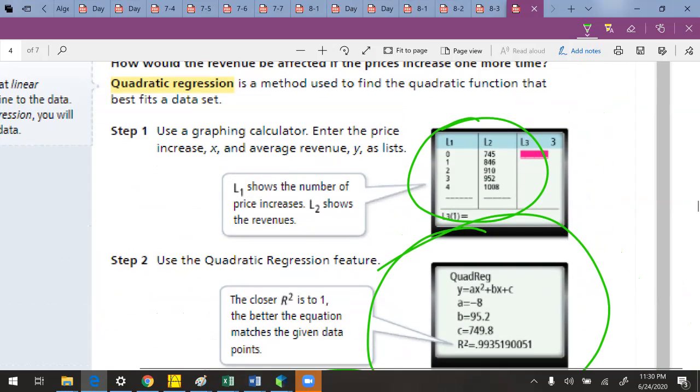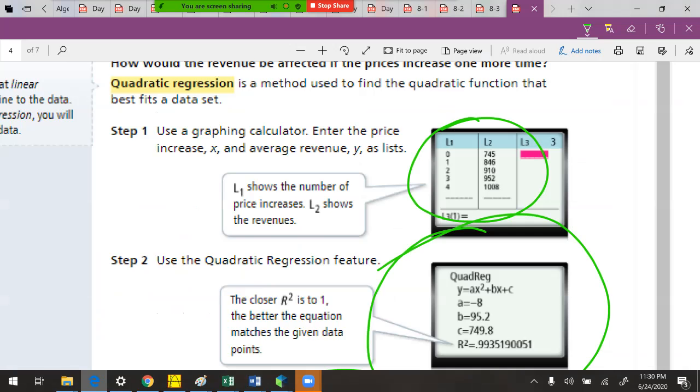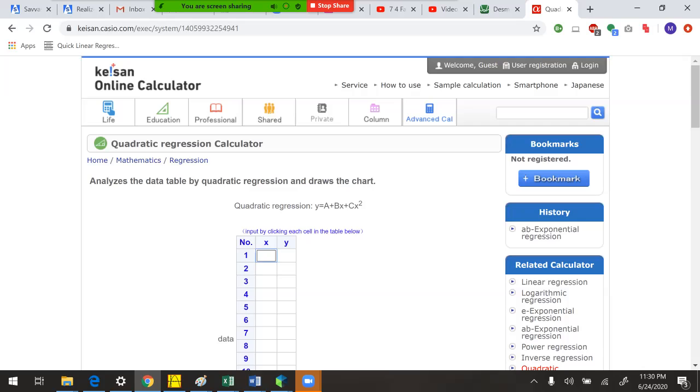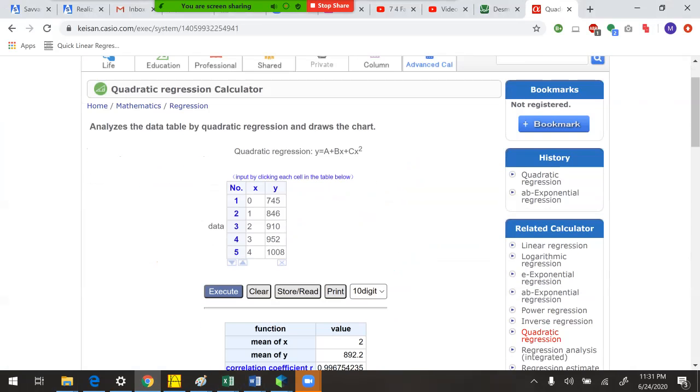So let's do this as an example to see if it works. I have the website that we're going to be using, and it's going to come from this. Not that many points, so let's plug them in. And I'll give you guys the website. 0, 745. The next one, 1, 846, 2, 910, 3, 952. And then 4, 1008. Let's execute it to figure out what A, B, and C are.